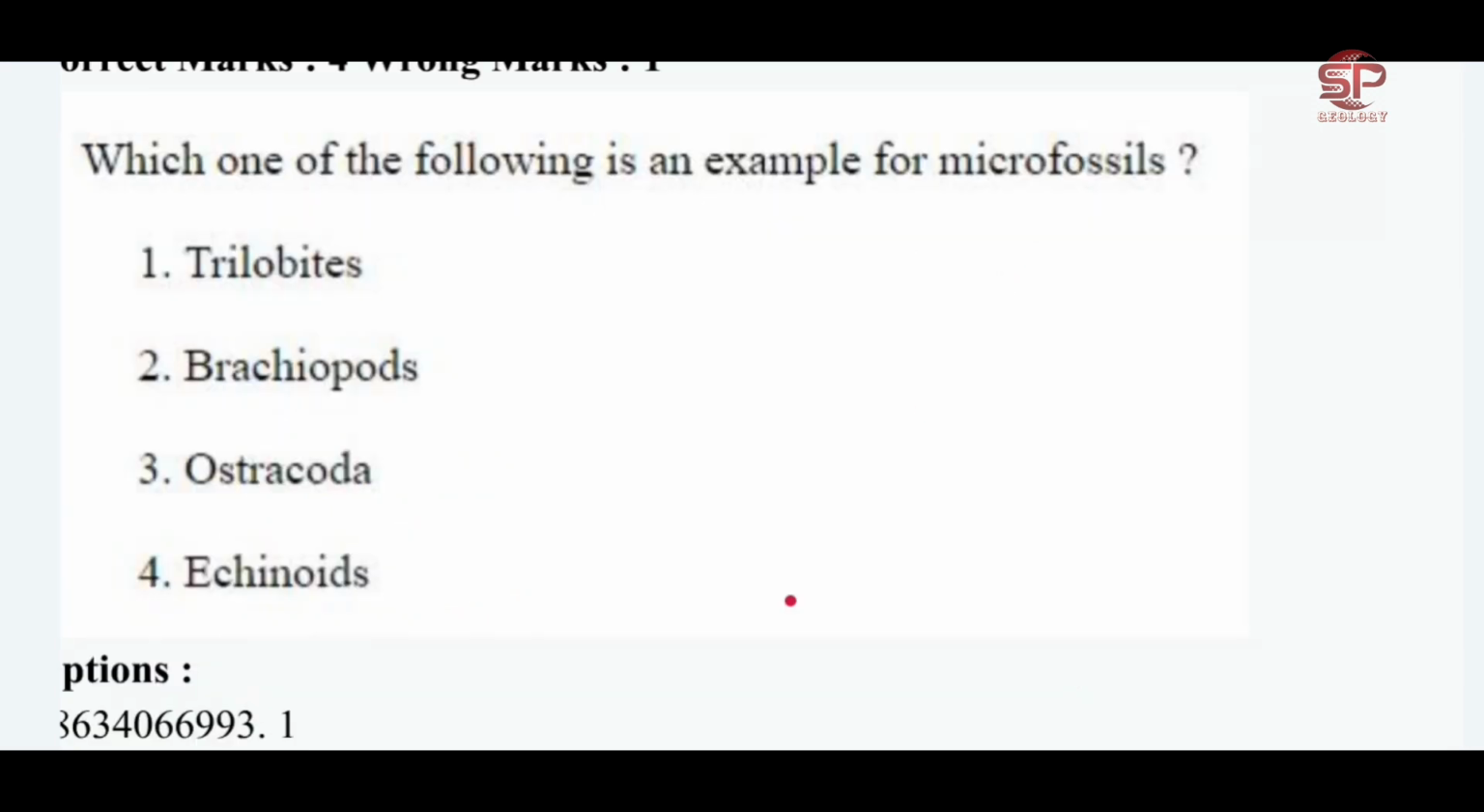So, the following is an example of microfossil. Trilobite, these are invertebrates. Brachiopods, invertebrates. They are not microfossils. Echinoid also. Only ostracod is an example of microfossil.